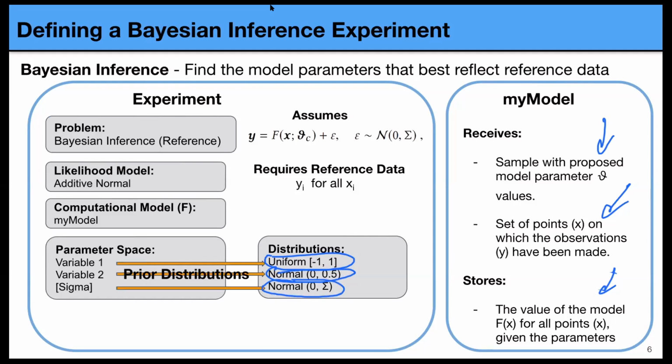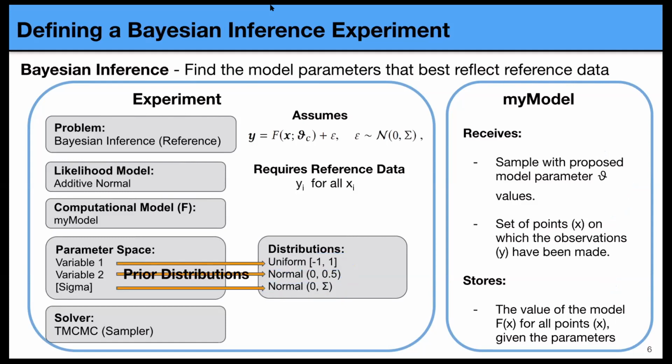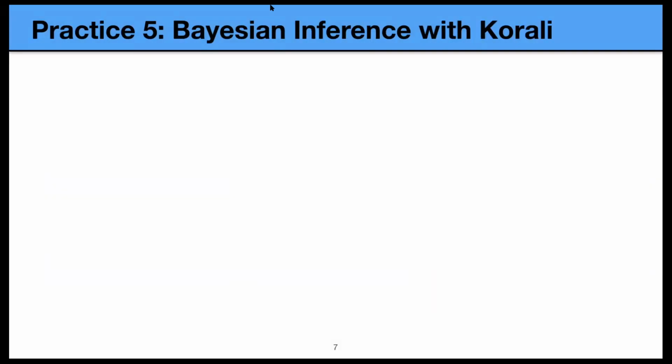It could be some kind of exponential or uniform, but always positive, because it makes no sense otherwise. And then we use TMCMC and run an example.